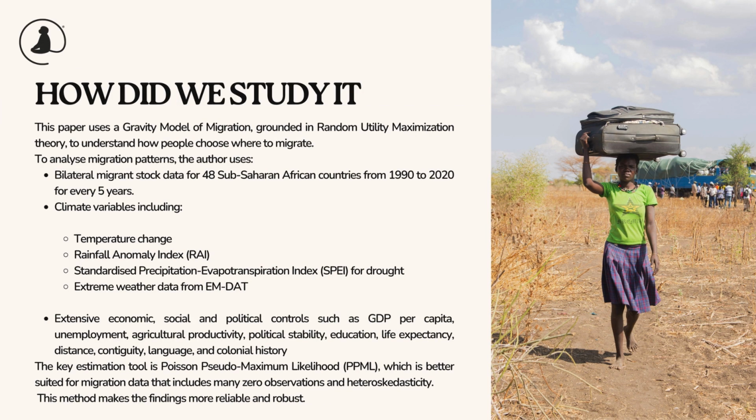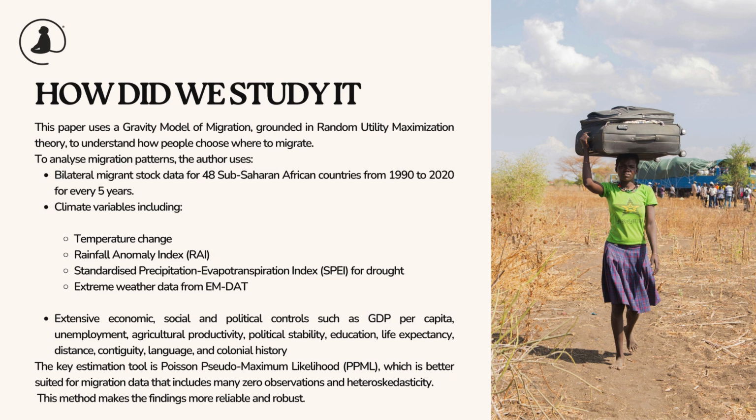So, how did we study it? This paper uses a gravity model of migration grounded in random utility maximization theory to understand how people choose where to migrate. To analyze the patterns, the author uses bilateral migrant stock data for 48 sub-Saharan African countries from 1990 to 2020 for every 5 years.